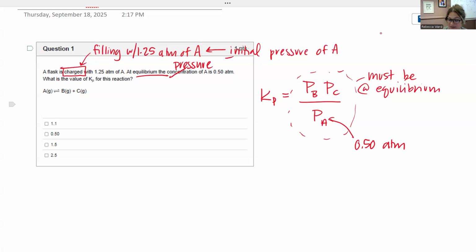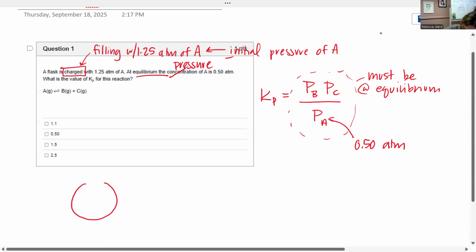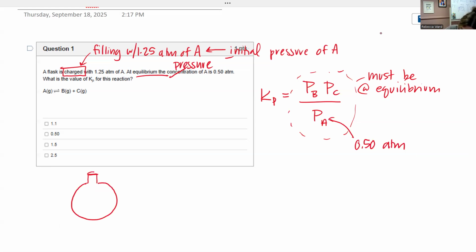All right, so I know what that is. I need to find the partial pressures of B and C to answer this question. I could do this very quickly. It's not that challenging. Let me draw a nice round bottom flask. Okay, I fill this up. I've got 1.25 of A.